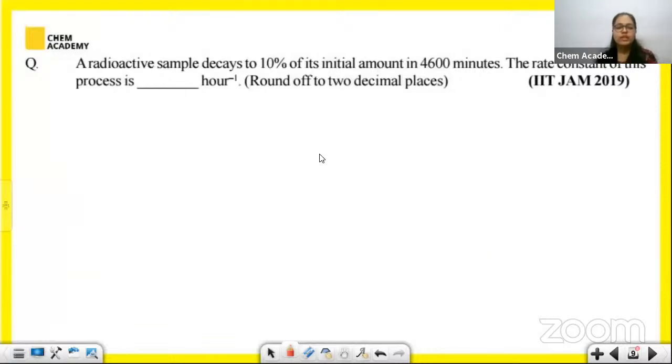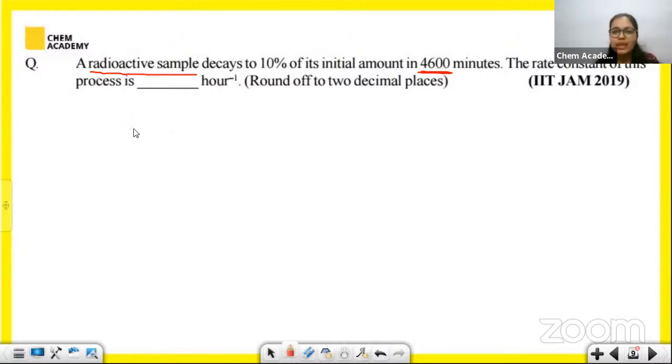Now, moving on to the next question. We have a radioactive sample which decays to 10% of its initial concentration in 4600 minutes. The rate constant of this process is? What do we have to calculate? We have to calculate the rate constant here.